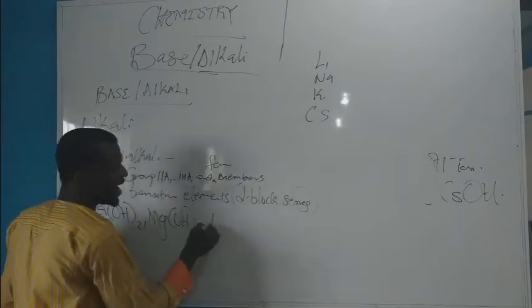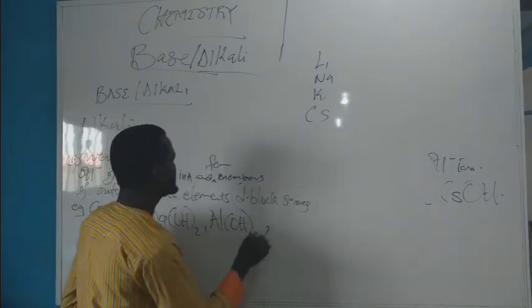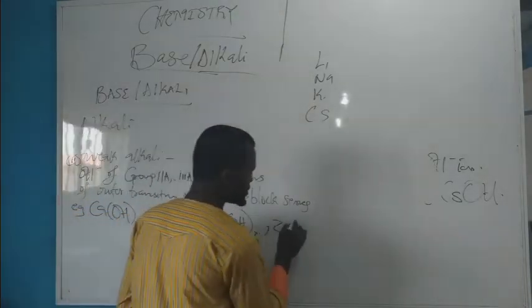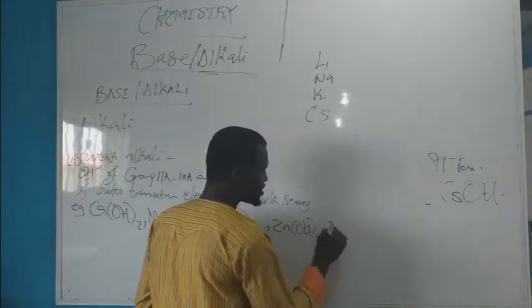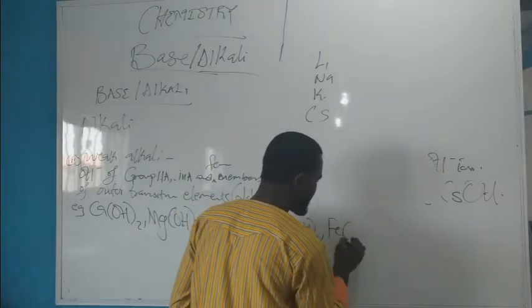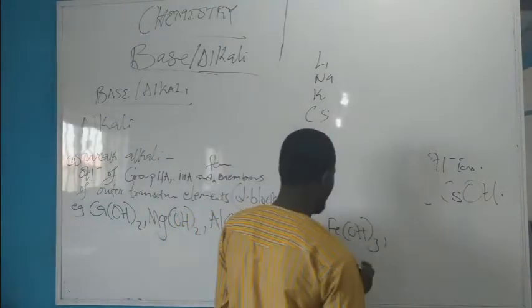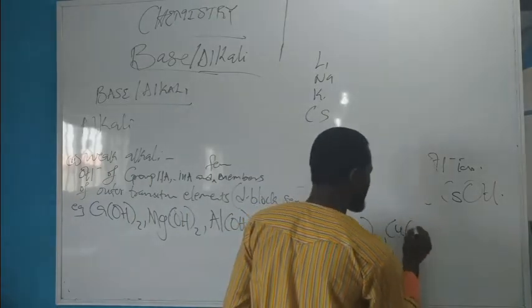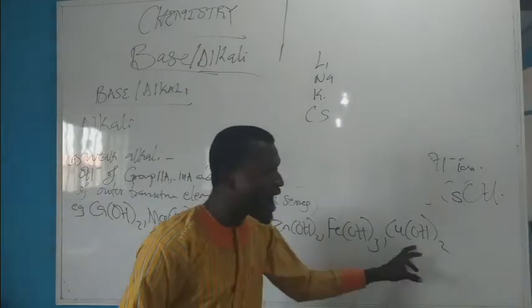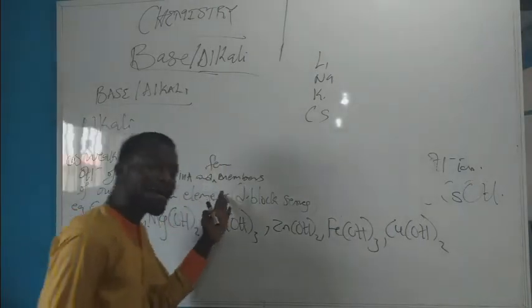Your group 3, aluminium hydroxide. Aluminium what? Hydroxide. Then few members of outer transition elements. What are the few members? Zinc hydroxide, iron 3 hydroxide. Then we talk about copper hydroxide. All these exemplify weak alkaline. Now that is weak alkaline.